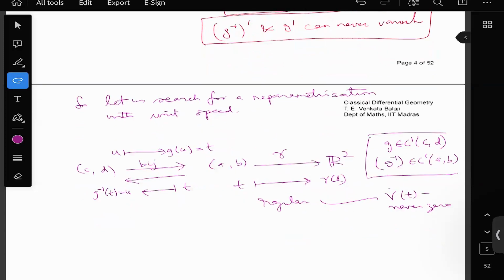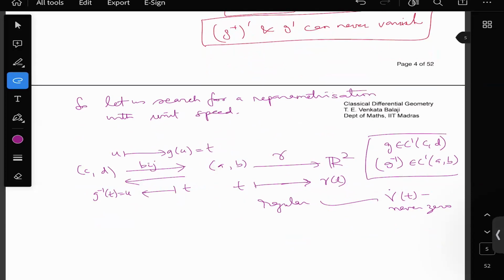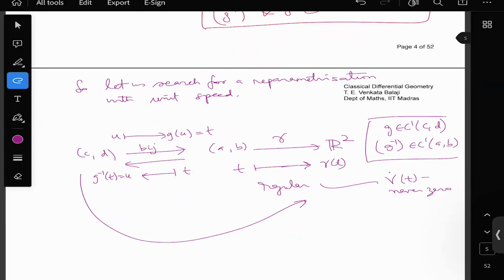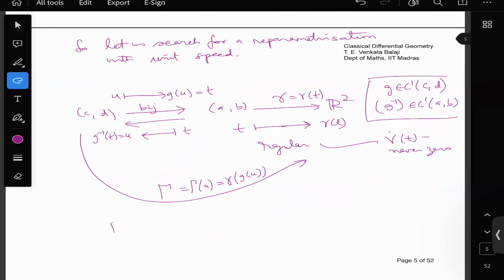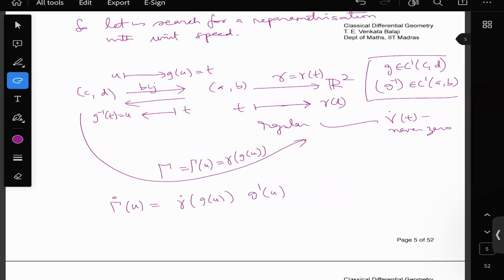All right, and I just told you that we calculated the speed, the velocity of the reparameterized curve. So the reparameterization, this is capital gamma, which is gamma of u, and this is small gamma of g of u. Okay, and this small gamma is gamma of t. So by the chain rule, you got capital gamma dot of u is equal to small gamma dot of g of u into g dash u.